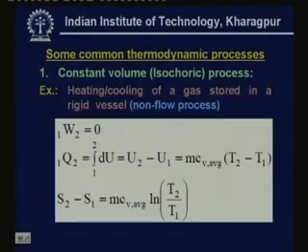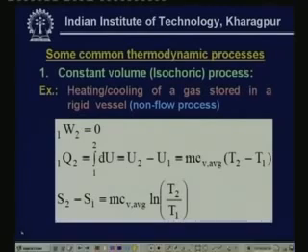That means neither the gas is leaving nor entering into the rigid vessel. For this kind of a system, if you are heating or cooling the gas, what are the typical equations for work transfer, heat transfer and entropy change? So those equations are given here. How did we get these equations? For example, this equation, how did we get this?